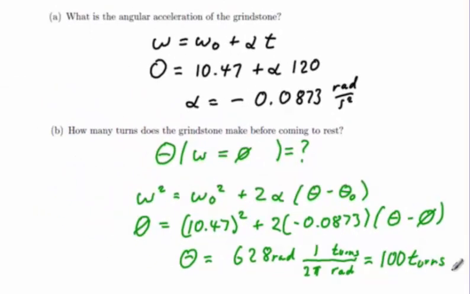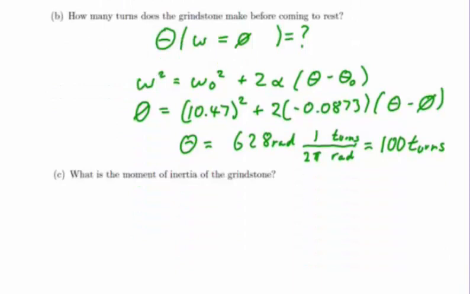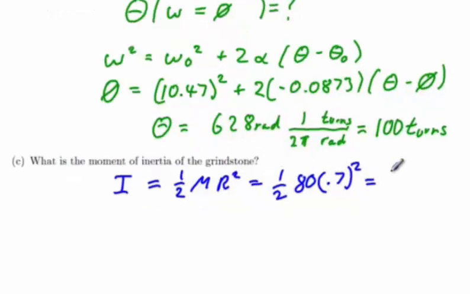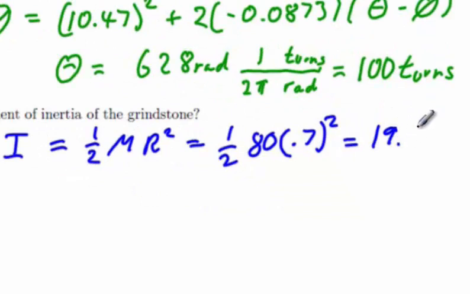Let's move on to part C. In part C, we're asked for the moment of inertia of the grindstone. Well, the grindstone is a shape that we remember. The grindstone is in fact a solid cylinder, and the moment of inertia of any solid cylinder is half the mass times the radius squared. Since the mass is 80 and the radius is 0.7, we get the result 19.6 kilograms meter squared.